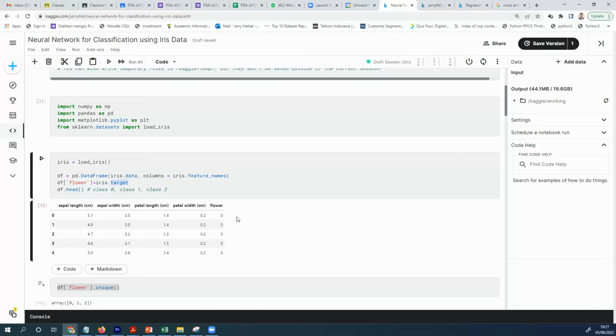We want to make a model. If the sepal length is within this centimeter, the sepal width is within this centimeter, the petal length is this centimeter, and the petal width is this centimeter, what is the flower name? Let me check like this.